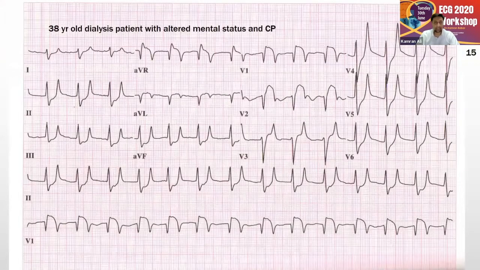All right, coming to this ECG. This is a 38-year-old hemodialysis patient who comes in with altered mental status and chest pain. So what do we see?